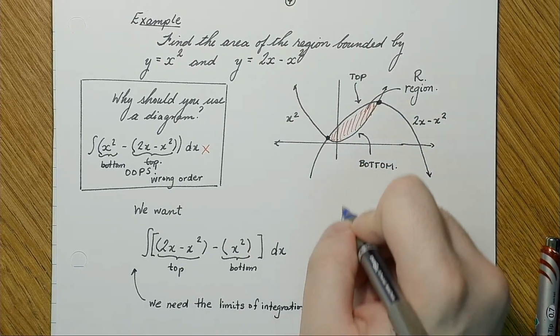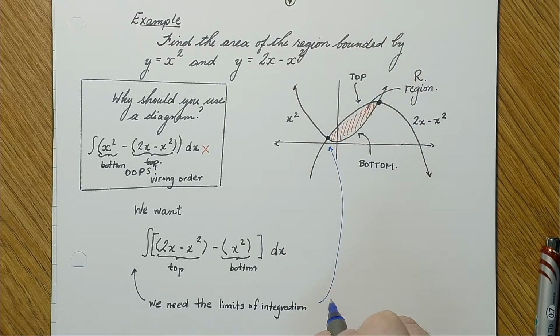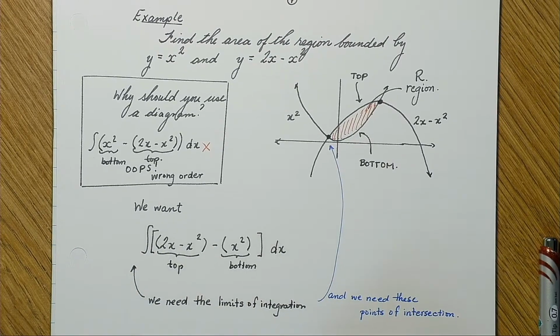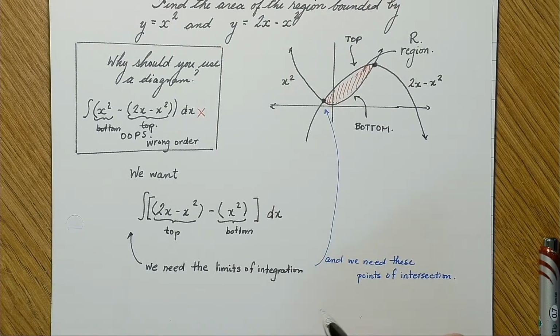So points of intersection. Between the two graphs, and not the y-intercept. Yes. Yep. So to do that, we find out where they're both equal to each other. So we have x squared equals 2x minus x squared. And I can isolate to one side, so I'll bring everything over to here.